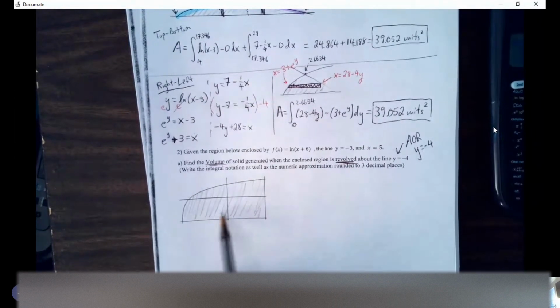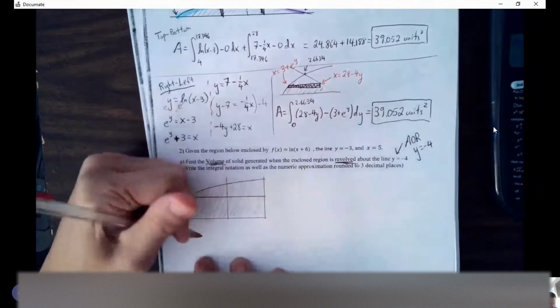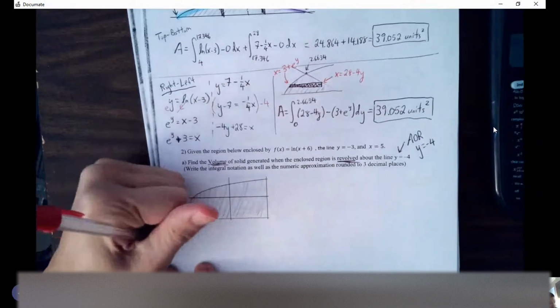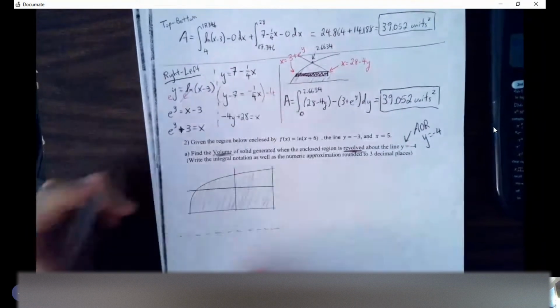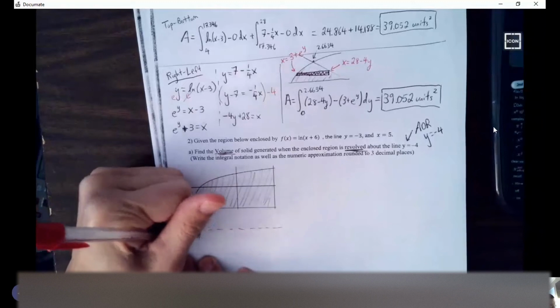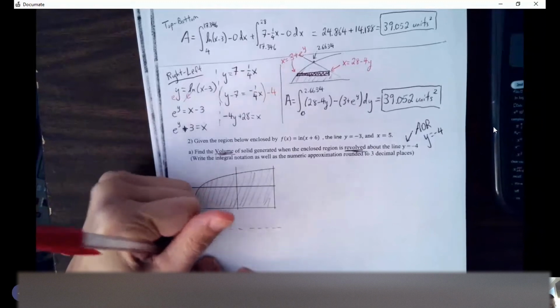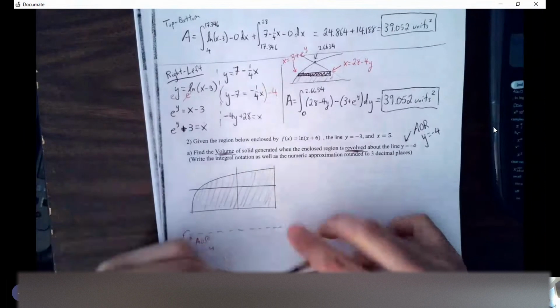So y equals negative 3, here shown at the bottom, so y equals negative 4, that's going to be a little bit below, right? So based off of this, can we tell which method this is, disk or washer method? Washer. Yeah. Completely off the grid, right? Completely off the shaded region.